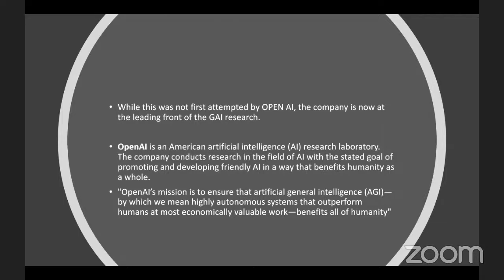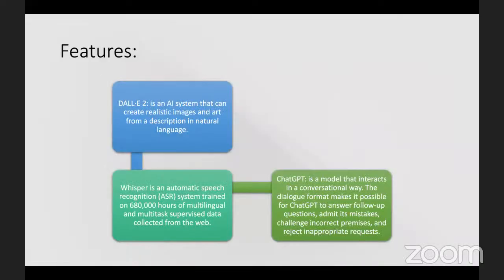Taking from their website, their mission is to ensure that artificial general intelligence, by which we mean highly autonomous systems that outperform humans at most economically valuable work, benefits all humanity. So basically, they want to create an AI system that would be useful in day-to-day life, in businesses and research, and that everybody can use.